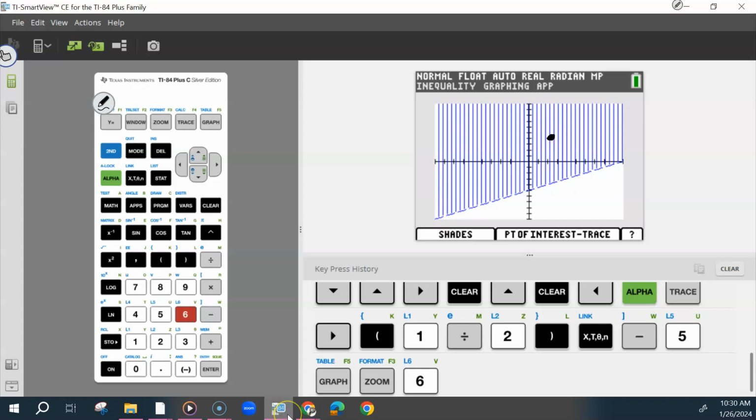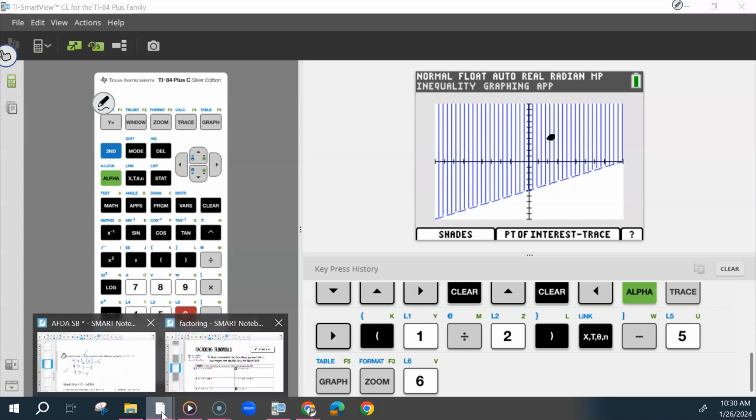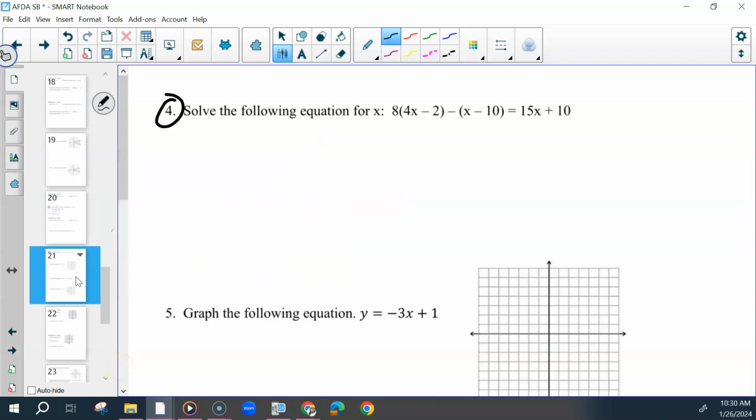Questions on that? And then number 4. Alright, so this one you are distributing and combining the terms, trying to get x by itself.